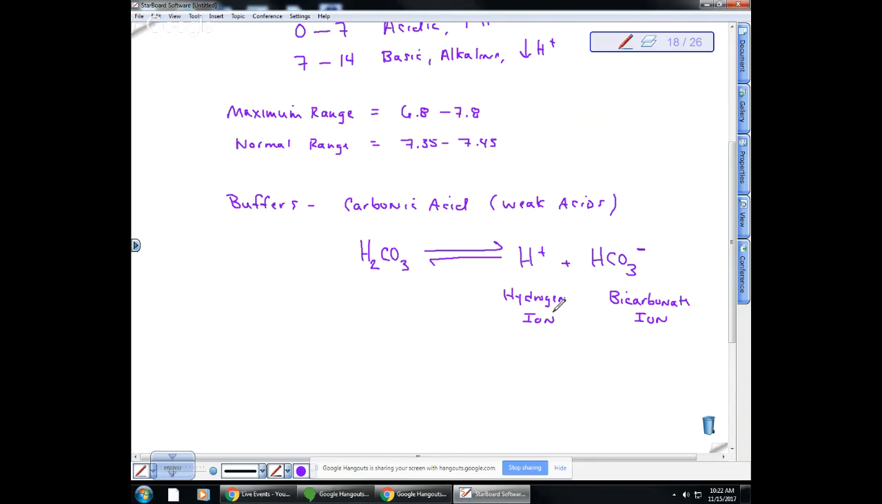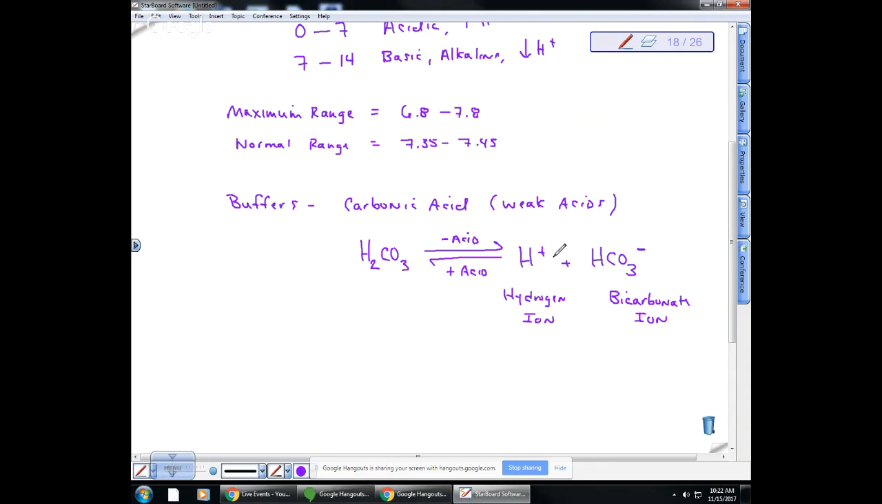And so what will happen is if I get an increase in hydrogen ions in the blood for some reason, the chemical reaction will go back towards forming carbonic acid. And then if I lose hydrogen ions for whatever reason, it will go in this direction. So if we have a plus of acid, it will go in that direction. If we lose acid, if we lose hydrogen ions, it will go in this direction, okay? So that is how it helps to buffer the changes in our body.